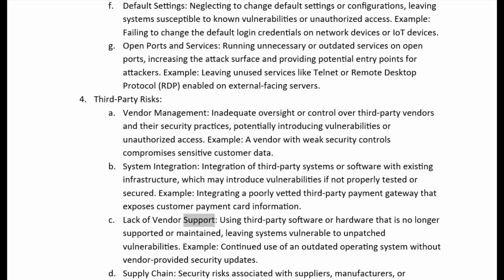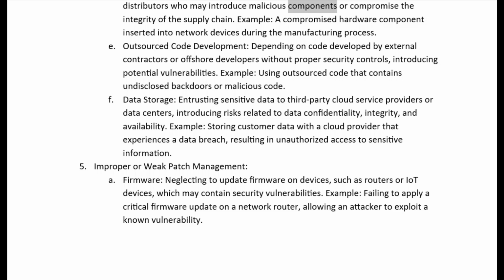Lack of vendor support, using third-party software or hardware that is no longer supported or maintained, leaving systems vulnerable to unpatched vulnerabilities. Example: continued use of an outdated operating system without vendor-provided security updates. Supply chain, security risks associated with suppliers, manufacturers, or distributors who may introduce malicious components or compromise the integrity of the supply chain. Example: a compromised hardware component inserted into network devices during the manufacturing process.